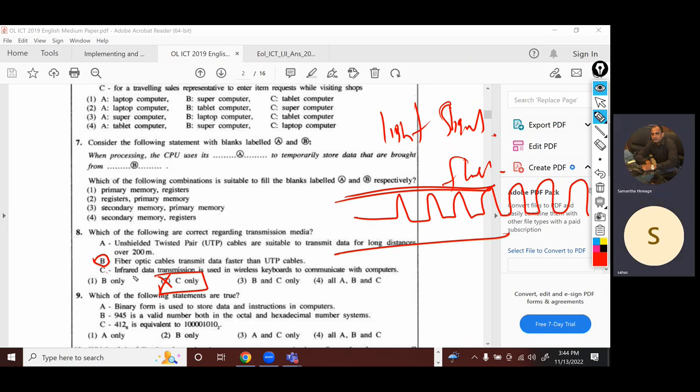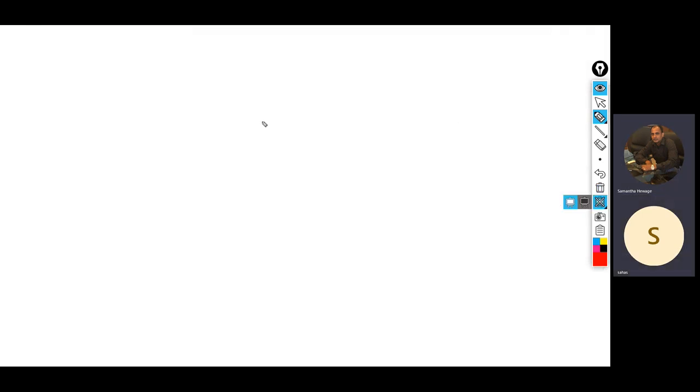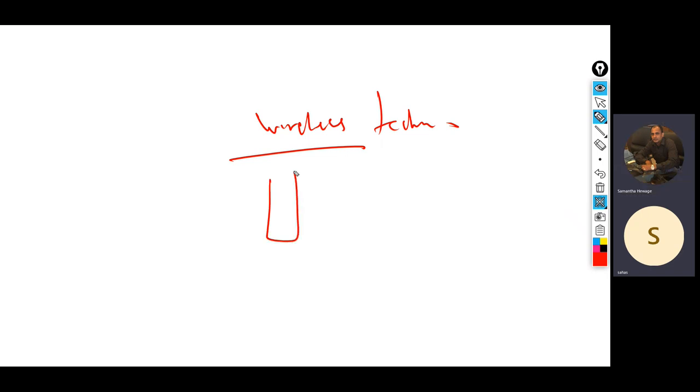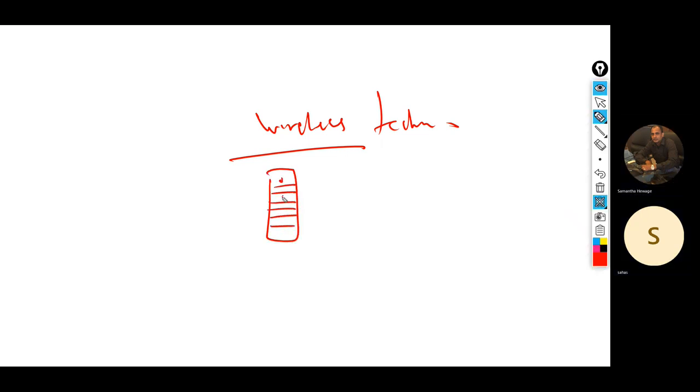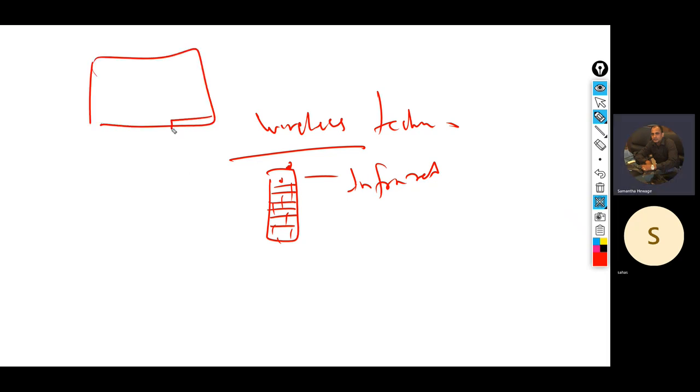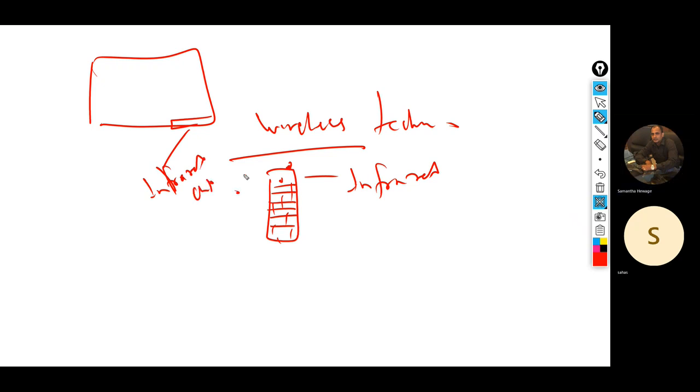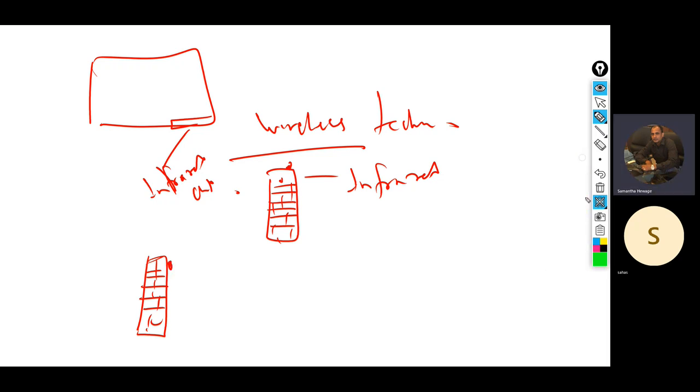Then, infrared data transmission is used. Infrared is an earlier wireless technology, and nowadays it is also used, mostly in remote controls. Normally in most TVs, they have a fixed infrared chip. So when you press the remote, the light signal goes in what we call line of sight.